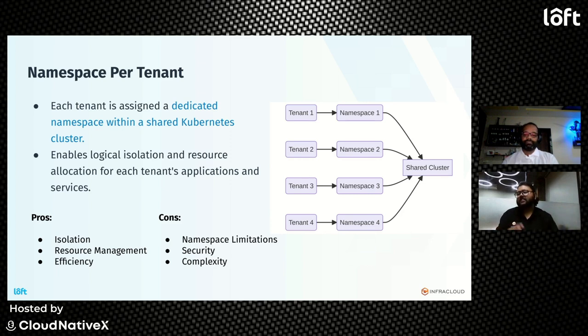And lastly, there would be some degree of complexity. Again, it's not like running one namespace on a single cluster on my laptop. We are talking about scale. We are talking about a lot of tenants. So if you have a Kubernetes cluster and you have, let's say, hundreds of namespaces, managing the namespaces itself is a task. So that is an additional level of complexity that is added into this.